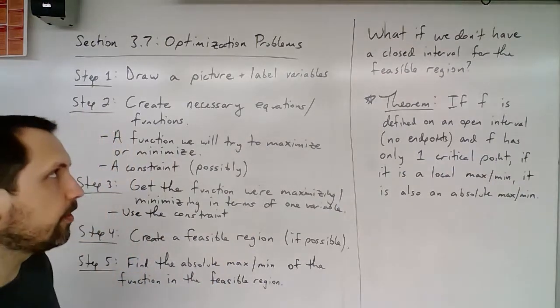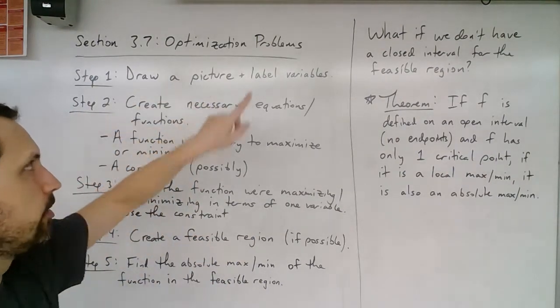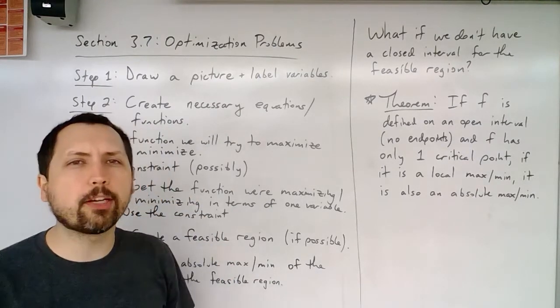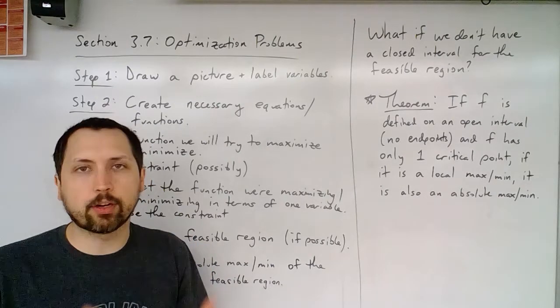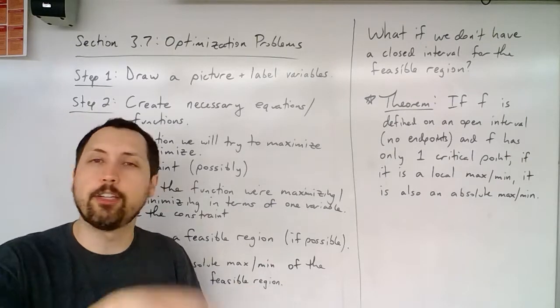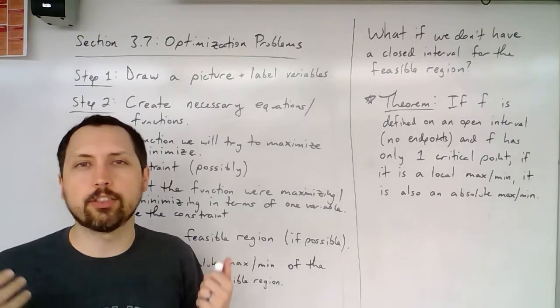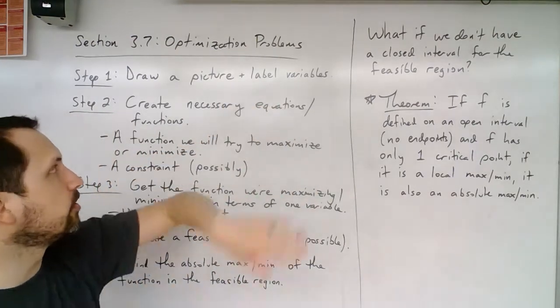Okay, so the very first step that we want to do when we solve an optimization problem is we want to draw a picture and label variables. So again, similar to related rates, we want to make sure that we're able to visualize what is taking place here. So again, we're going to have a lot of basic shapes of, be it, cubes, rectangles, circles, triangles, cones, those types of things. So start out the same way, draw a picture, label some variables.